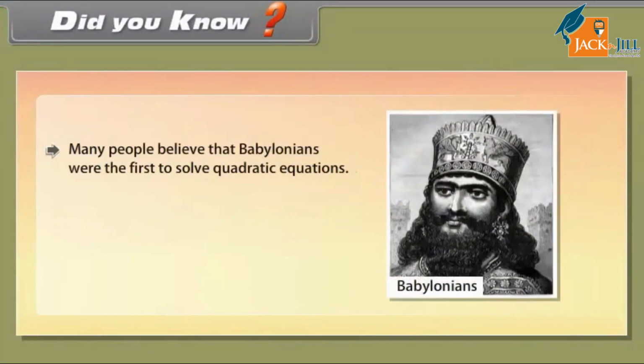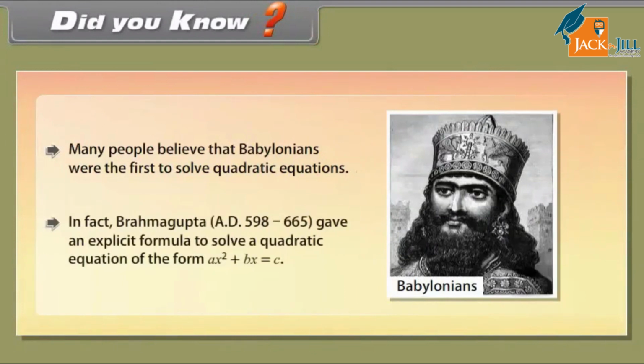Many people believe that Babylonians were the first to solve quadratic equations. In fact, Brahmagupta, AD 598 to 665, gave an explicit formula to solve a quadratic equation of the form ax² + bx = c. Summary.